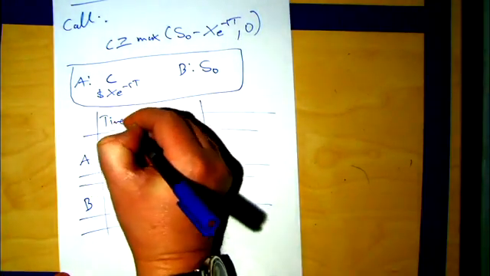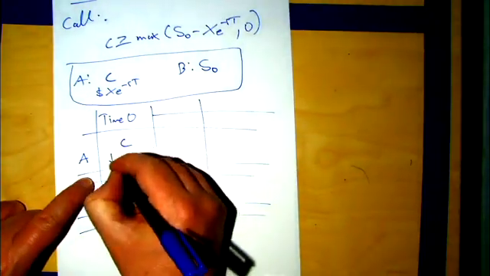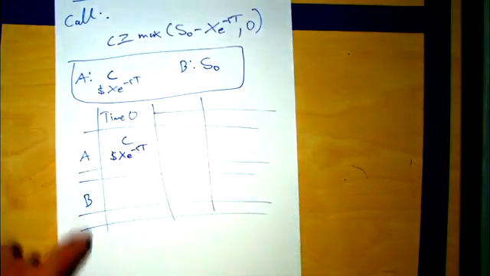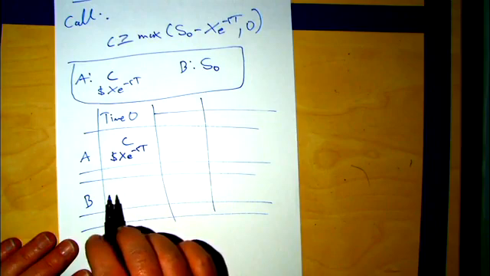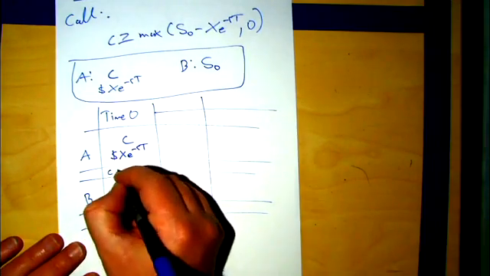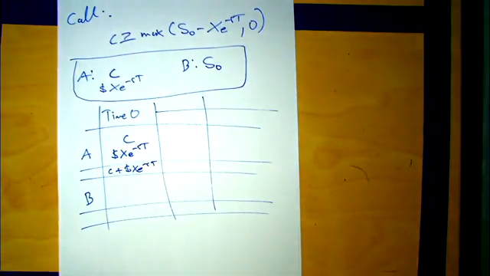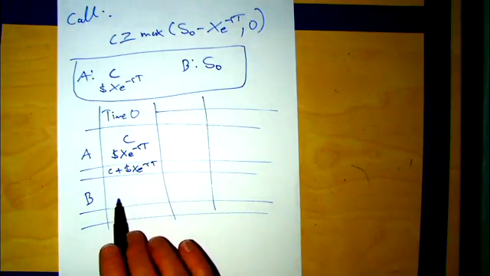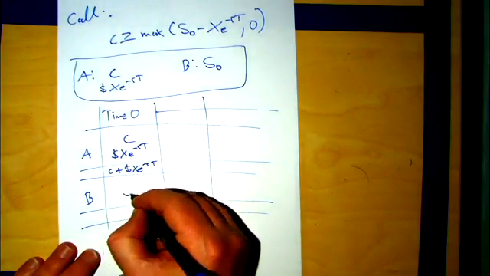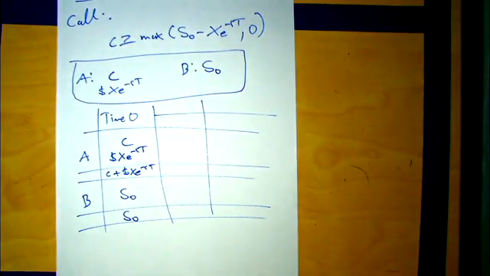Okay, at time 0, what do I have in portfolio A? A call option and cash equal to XE^(-RT). So what is portfolio A worth in total? C plus XE^(-RT). Okay, so that's what portfolio A is worth at time 0. What's in portfolio B? What's it worth? S0. Right, it's just worth S0.